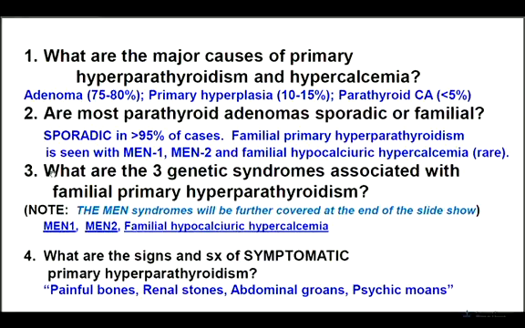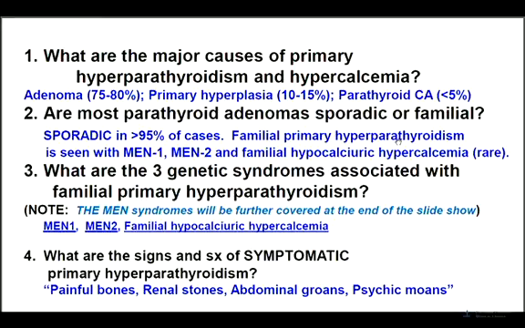Most common cause is primary hyperparathyroidism and hypercalcemia. This is the order of things. Adenomas, the majority. Hyperplasia, where one gland being removed isn't going to do the trick, so you may have to take multiple glands out, 10 to 15%, and carcinomas less than 5%. Most of these are sporadic, not familial.